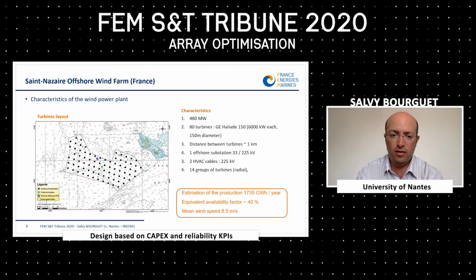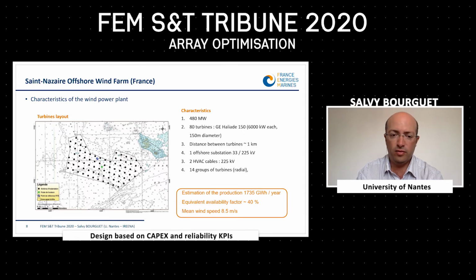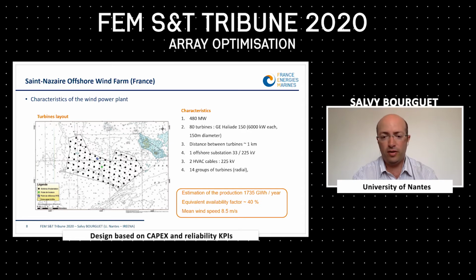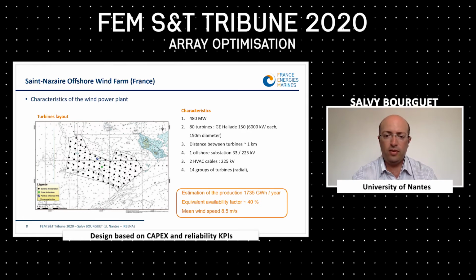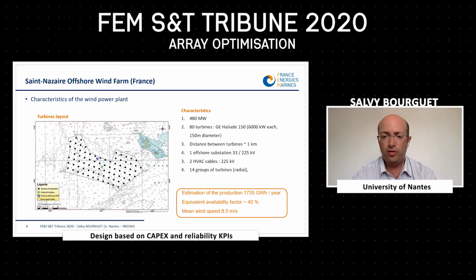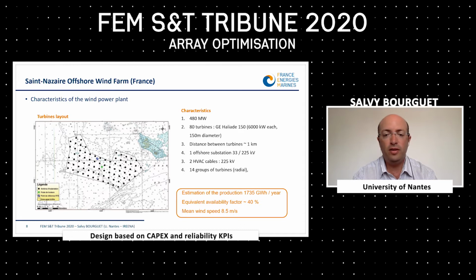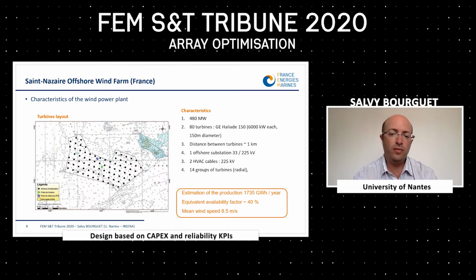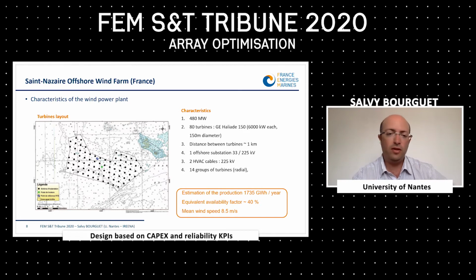The design park shows 14 groups of wind turbines in chain. If we focus on this one, the estimation of the production is about 1,700 gigawatt hour per year, and the equivalent availability factor is about 40%, with a mean wind speed on the site of 8.5 meters per second.